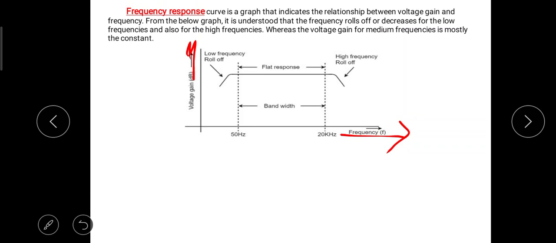If we see the nature of this graph, we find that at lower frequencies the gain rolls down. Also at higher frequencies the gain is again rolling down, and in this mid frequency or medium frequency range the gain is somewhat constant.